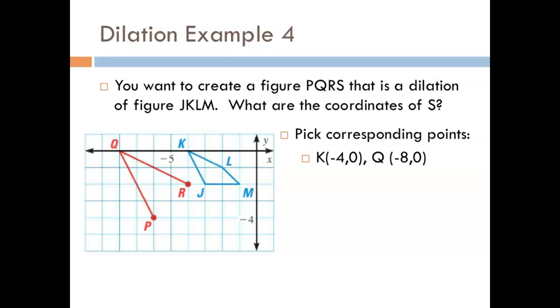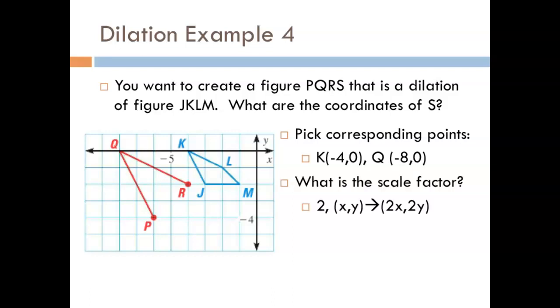So how do we get from JKLM to PQRS? So how do we get from K to Q? Well, what do I have to multiply K by in order to get Q? It looks like we have to multiply by 2. That means our algebraic rule is going to be (x, y) becomes (2x, 2y).